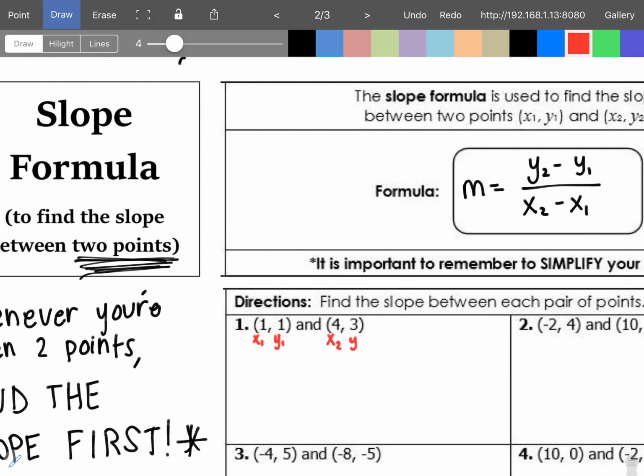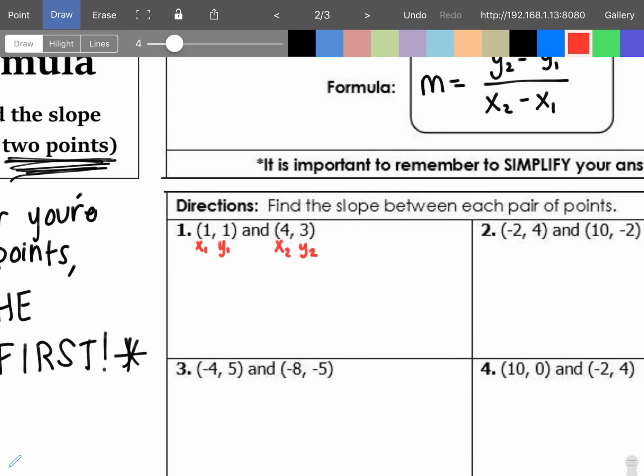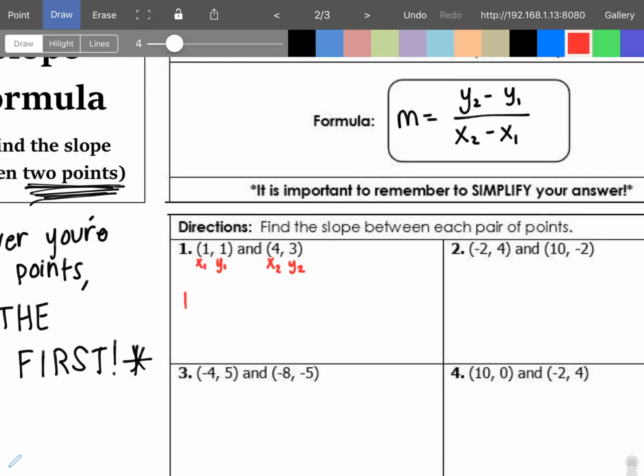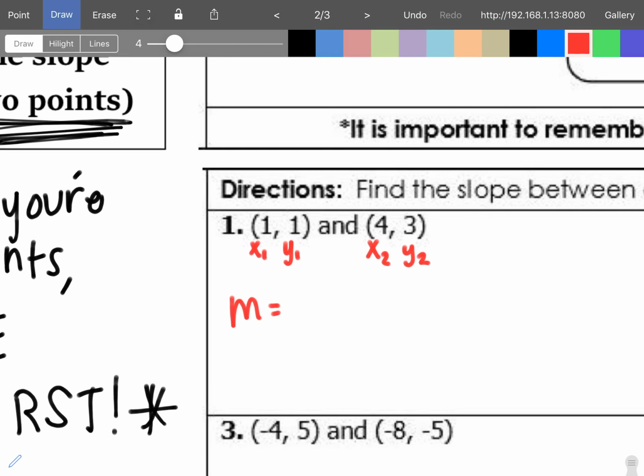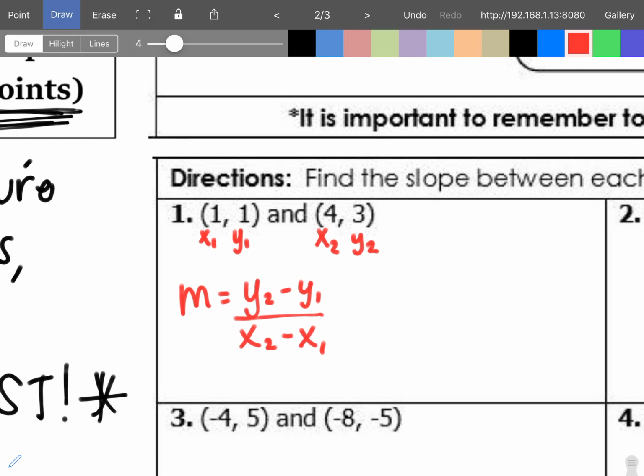Okay, so we have y2 minus y1. I'm going to rewrite it so you can see: y2 minus y1 over x2 minus x1. So what are we finding here? We're finding the slope. This is like the rise over run, but we can't do rise over run because we do not have a graph. So this is how we find the slope. So what's my y2 here? Isn't my y2 this right here? Didn't I label 3 y2?